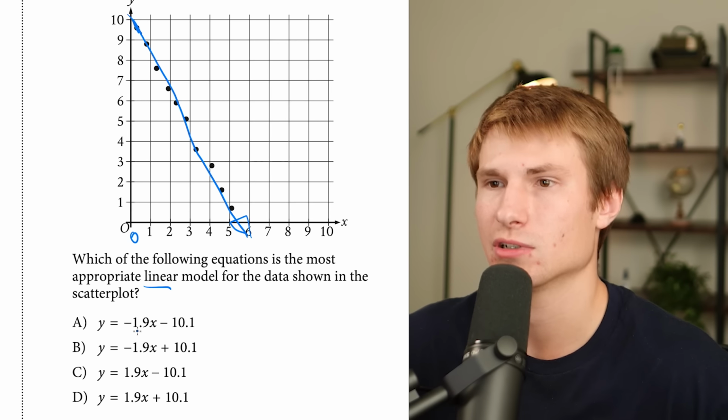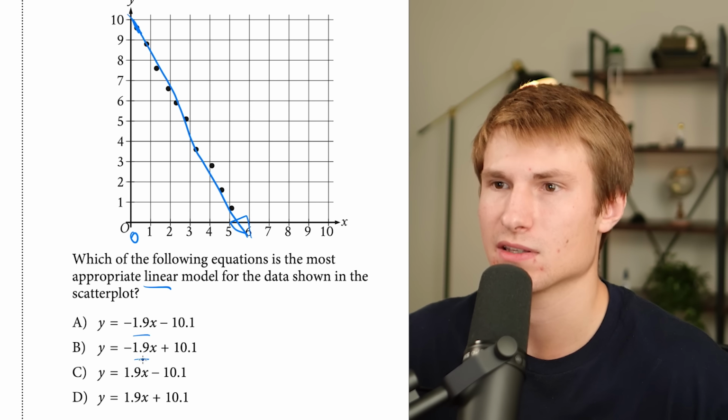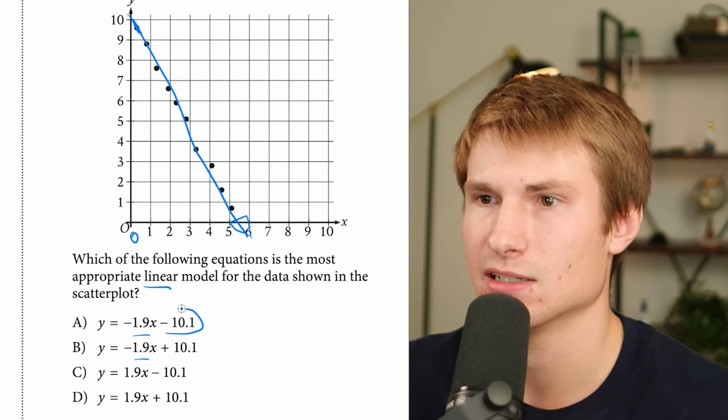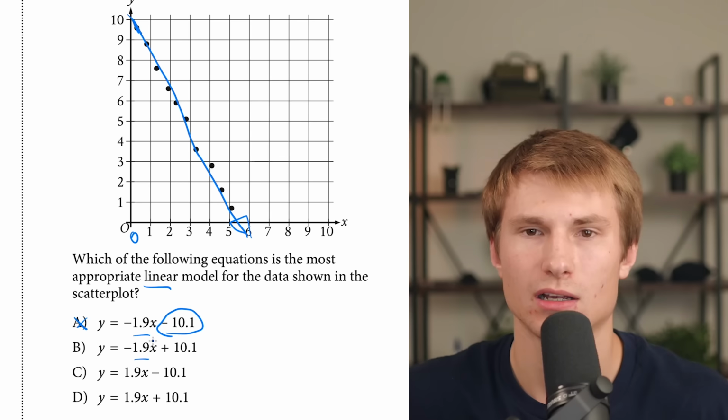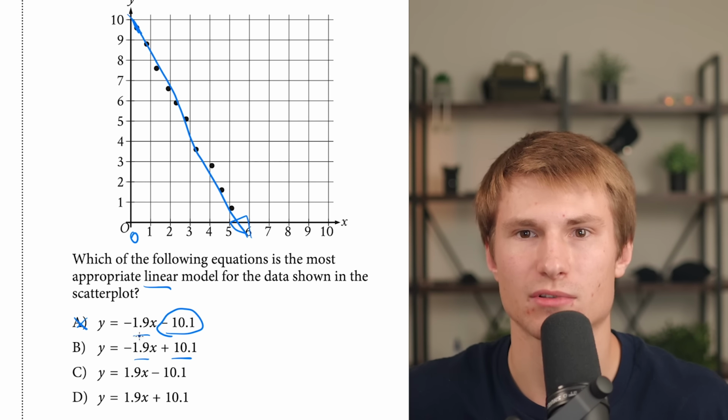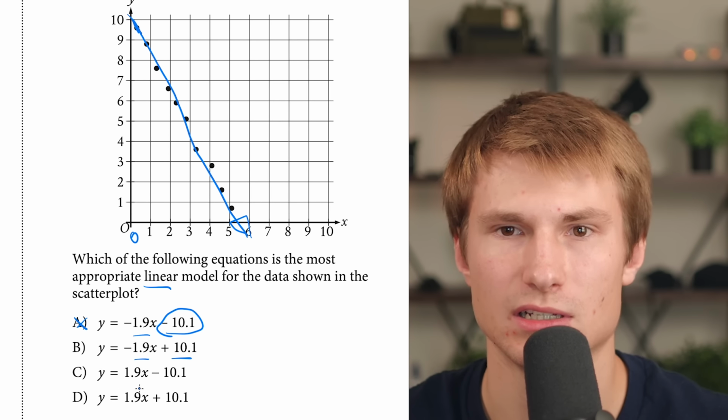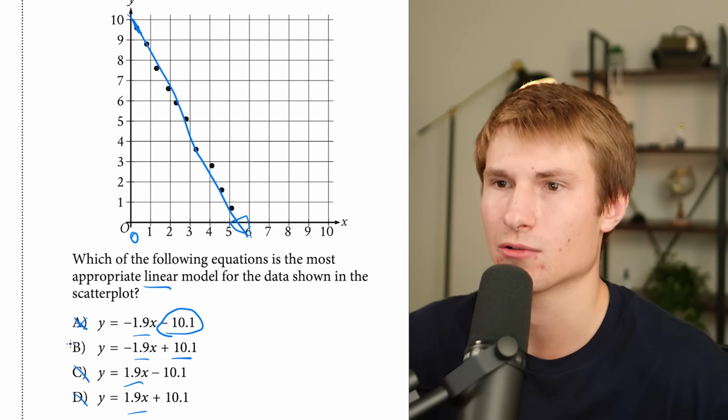We've got option A and B both have negative slopes, so that's good, but option A has a negative y-intercept, so I can get rid of that. Option B's got the positive y-intercept. Looks like it's probably got the right slope. I'll quickly check C and D. C and D both have positive slopes, so they're going to be wrong. B will have to be our correct answer. We can go ahead and move on.